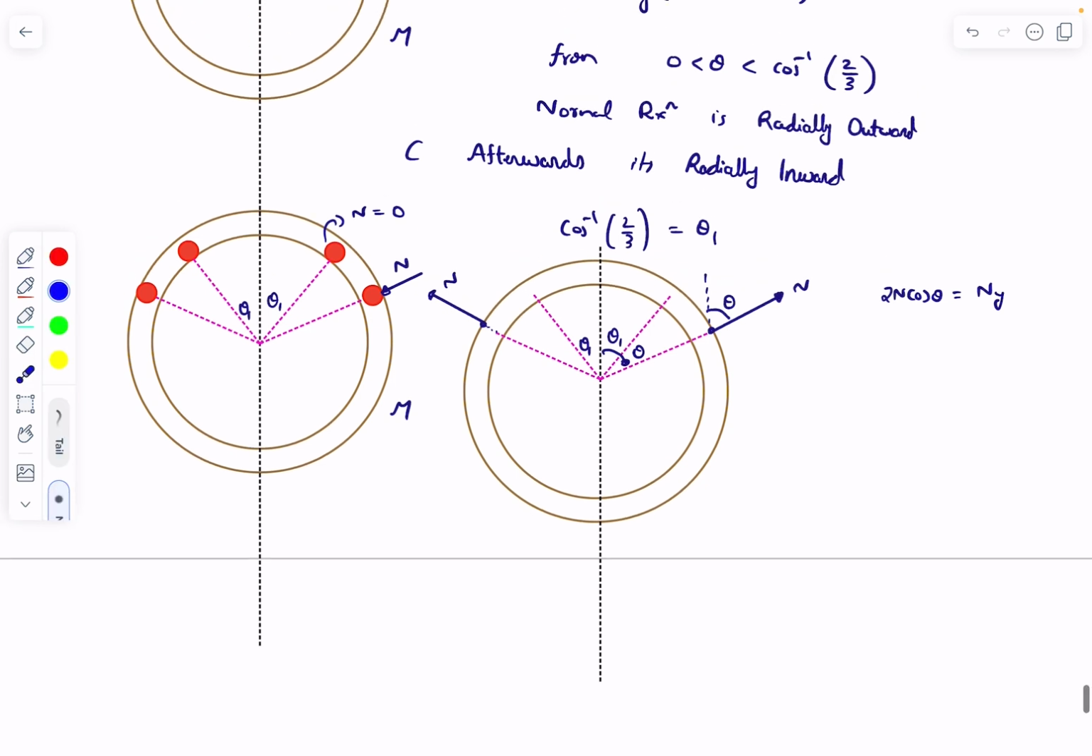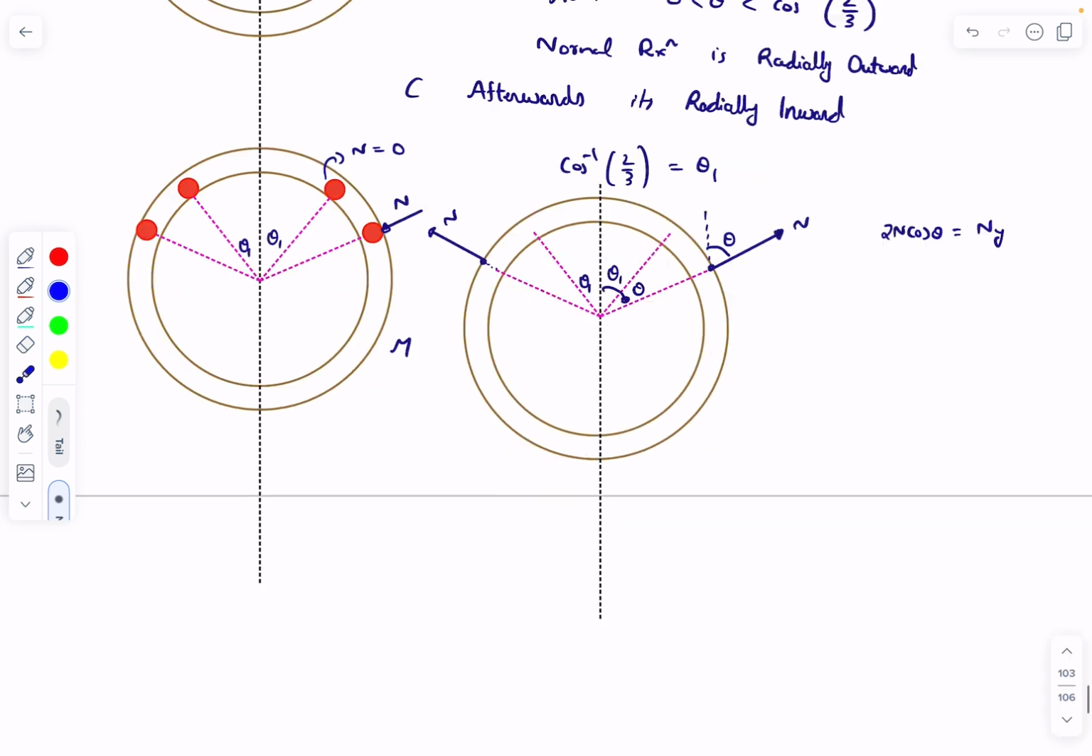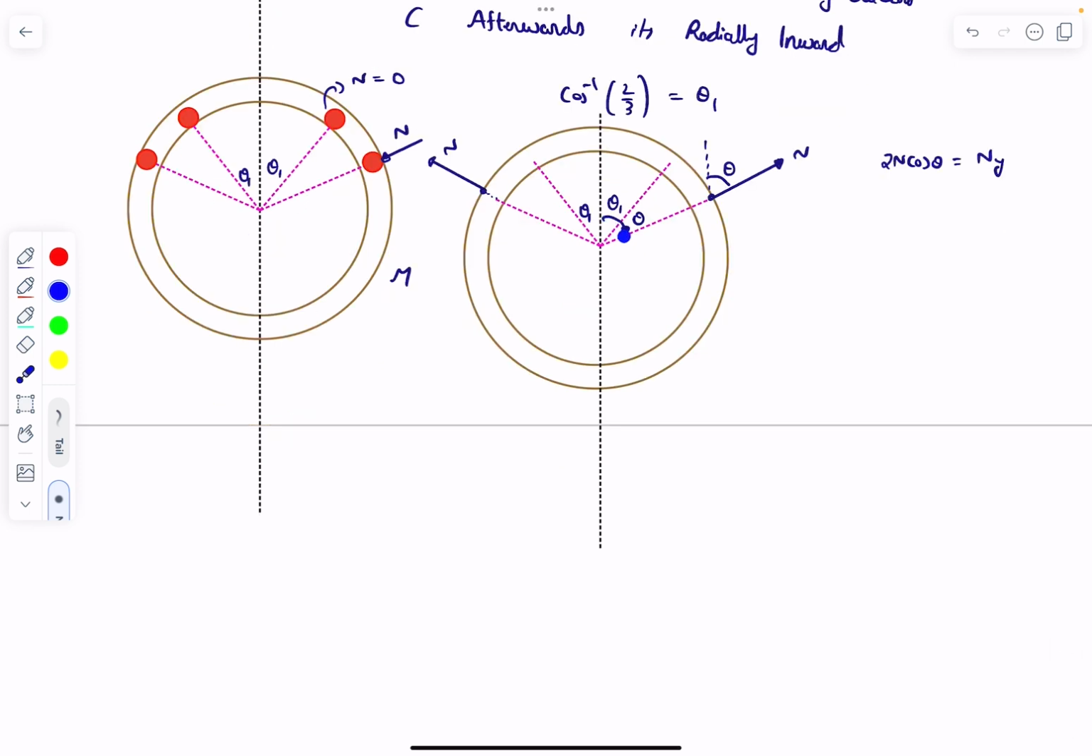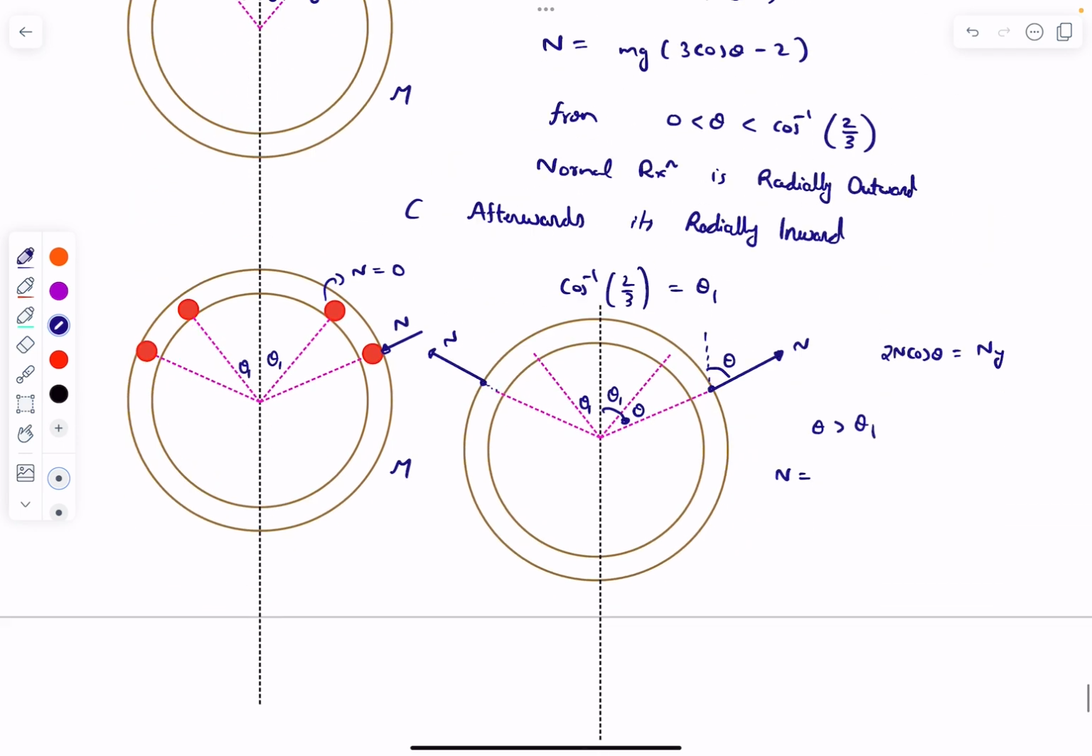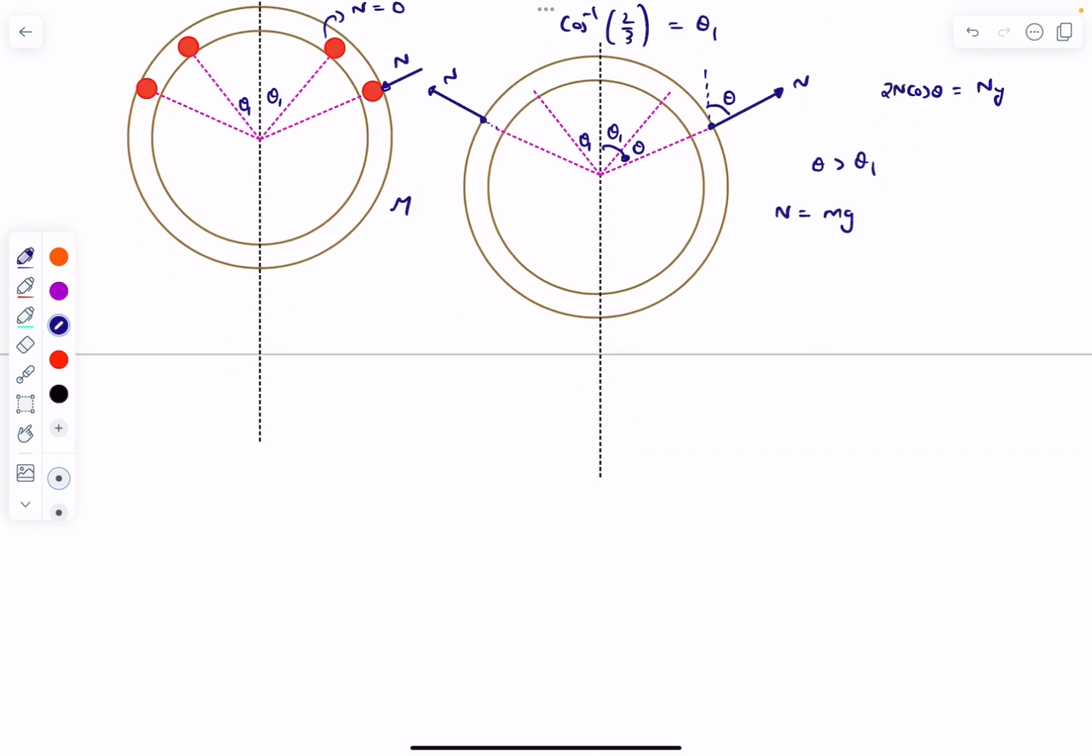Now, from looking at these two diagrams, it will be clear that we want the normal reaction on the ball to be radially inward, because only in this situation is the normal reaction trying to lift up this ring. Which means we are more interested in the theta which is greater than theta 1. When theta is greater than theta 1, we know the normal reaction is just the negative of what we found out. So it'll be mg times (2 minus 3 cos theta).